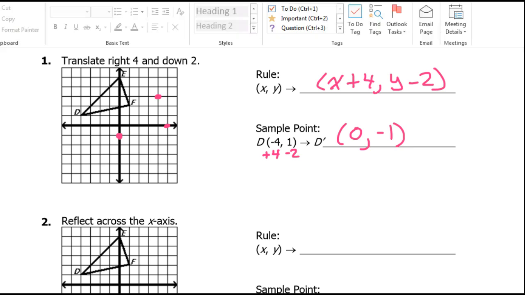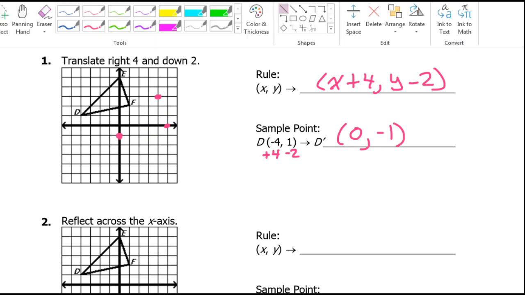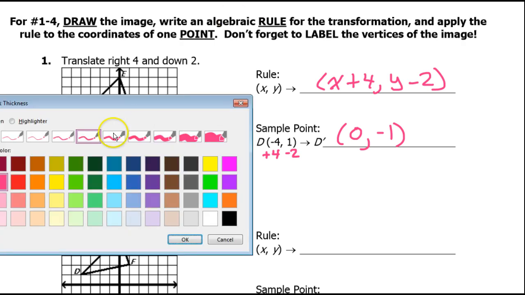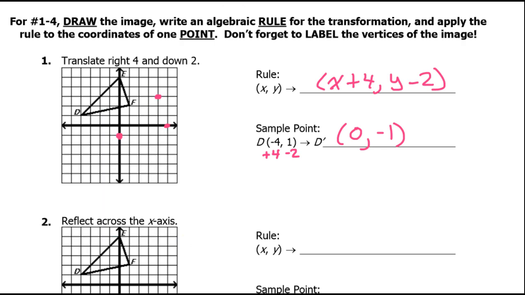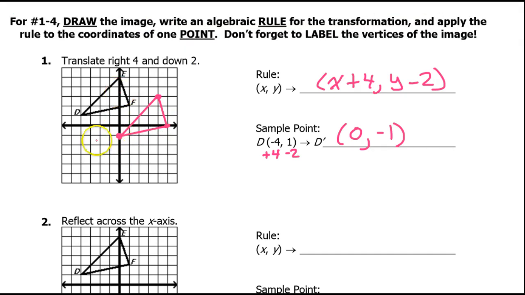All right, hopefully I am all set up to draw these lines. Nope, I am not. Okay, let me just change the color and thickness. All right, if I leave it like this, I'm going to lose a point or two for not labeling. So let's be sure to label D prime, E prime, F prime.